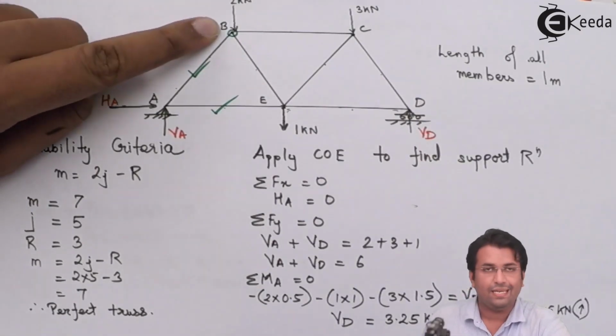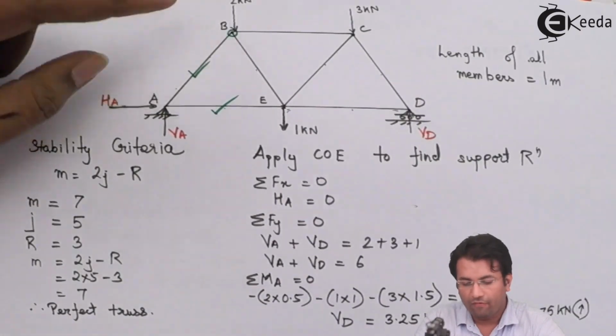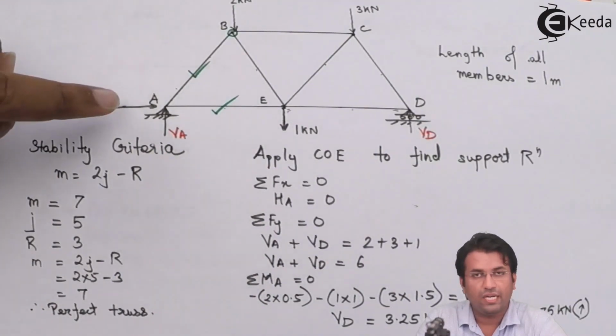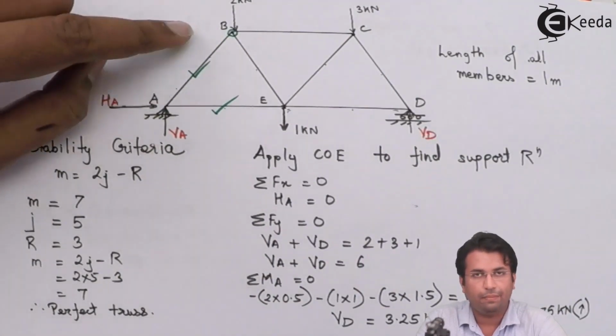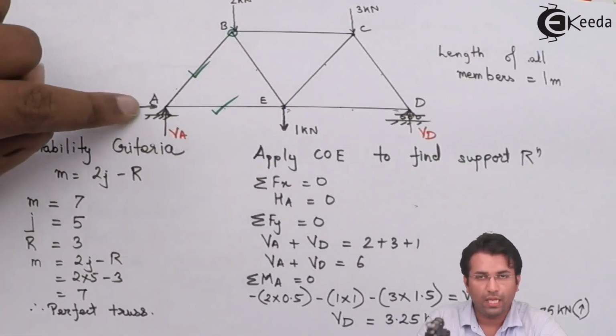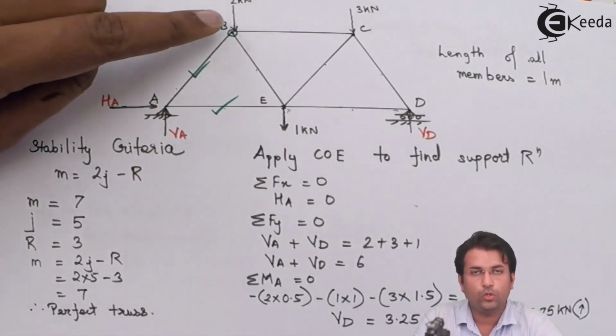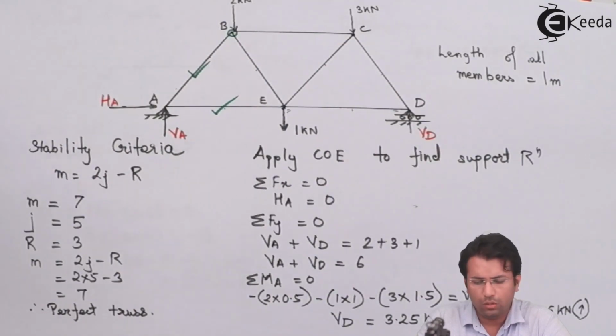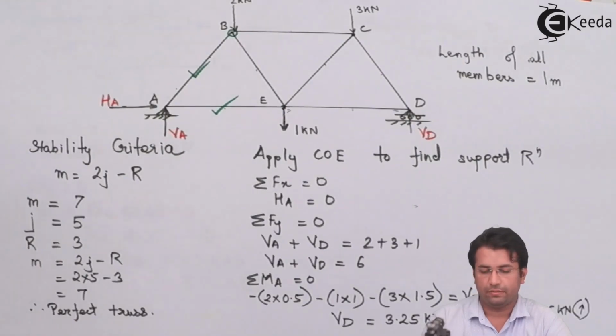Force in member BC is unknown for me. Force in member BE is again unknown. But I have already calculated the force in member AB, so that is known to me. And this 2 kilonewton force, even that is known to me. So again, I'm having only two unknowns, that is the force in BC and the force in BE.